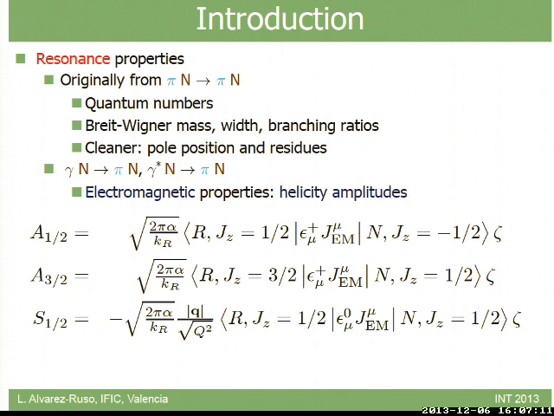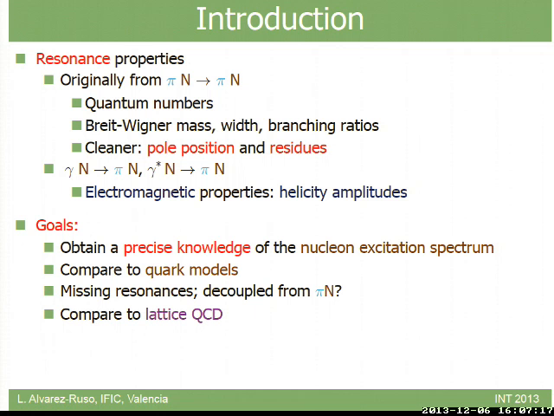And so the goals of these kinds of studies have been, first of all, to obtain a complete knowledge about the nucleon excitation spectrum. Also, there has been a strong motivation to compare to quark models and look for missing resonances. This is something that has worried the community a lot, that is the fact that quark models predict many more states than what's observed in experiment. One of the possibilities that has been discussed is that many of those states are decoupled from pi N, where resonances are originally identified. So in that case, they should show up in other experiments like photon or electron scattering experiments.